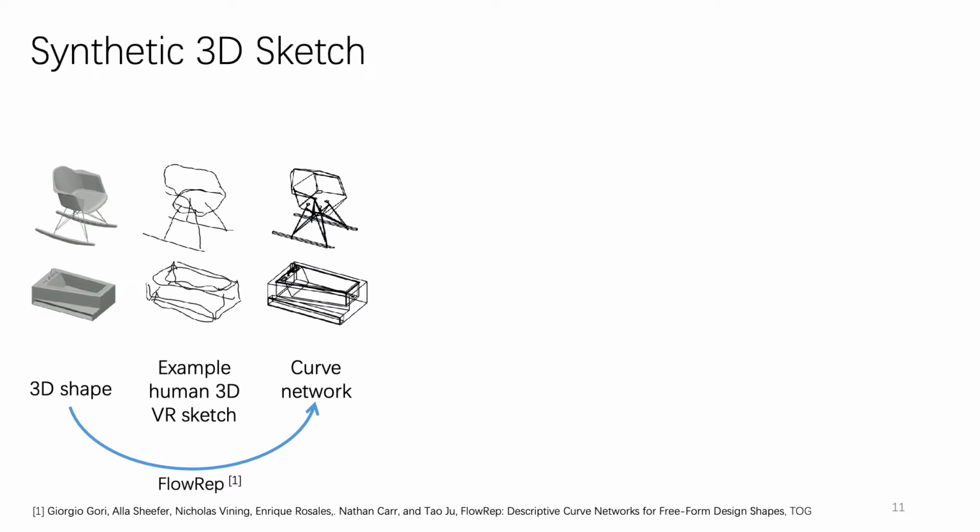First, we extract from a reference 3D shape a detailed curve network with flow warp. In this step, we extract a very detailed curve network that preserves well the shape details, which are, though, uncommon for sketches by human novices.